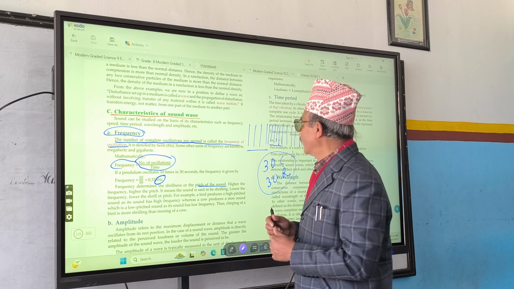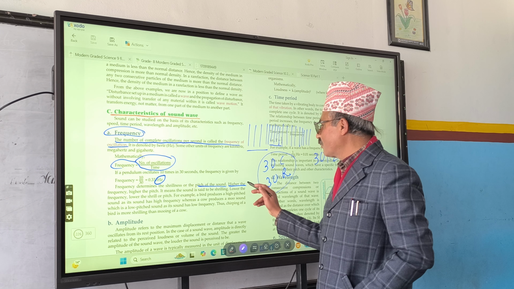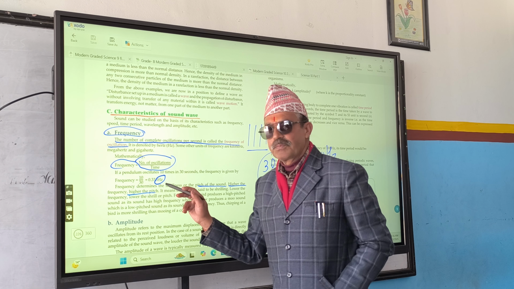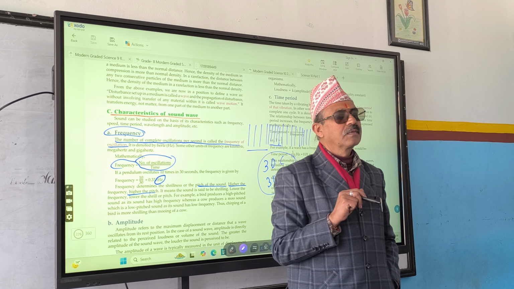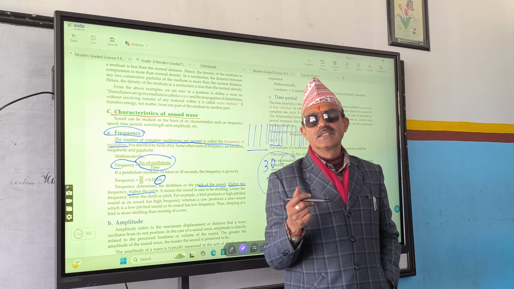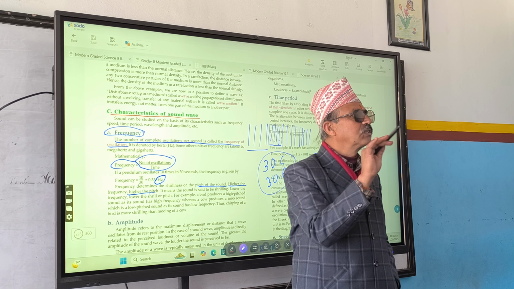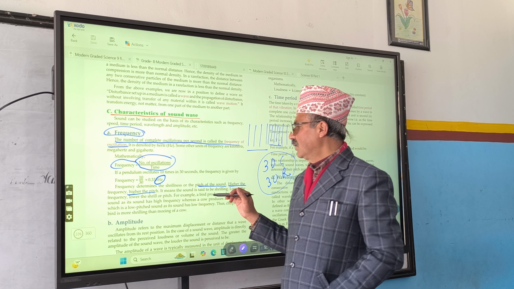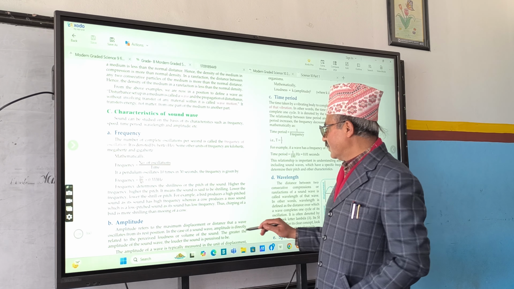Sharpness and hoarseness. So here given, higher the frequency, higher the pitch. Girl's sound has more pitch or man's sound has more pitch? Girl's sound has more pitch, man's sound has less pitch. Now we can find out the pitch, P-I-T-C-H. Pitch depends upon frequency.